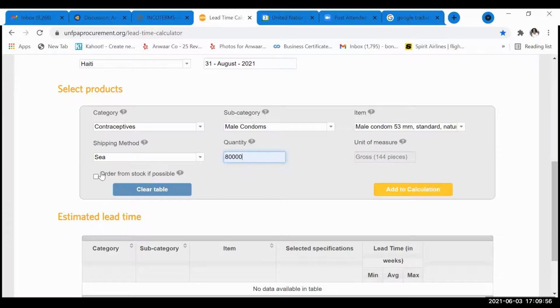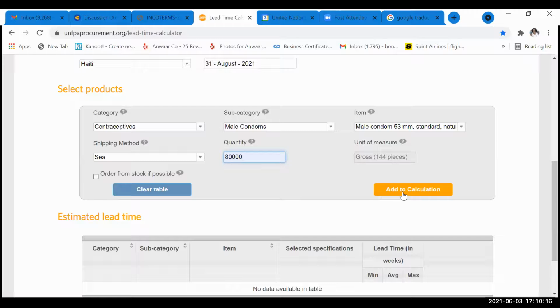So in this tool also, they said to order from stock if possible. But usually for those types of contraceptives, they don't have them in stock. It's only for the reproductive health commodity kits. We usually have them in stock, we pre-position them.